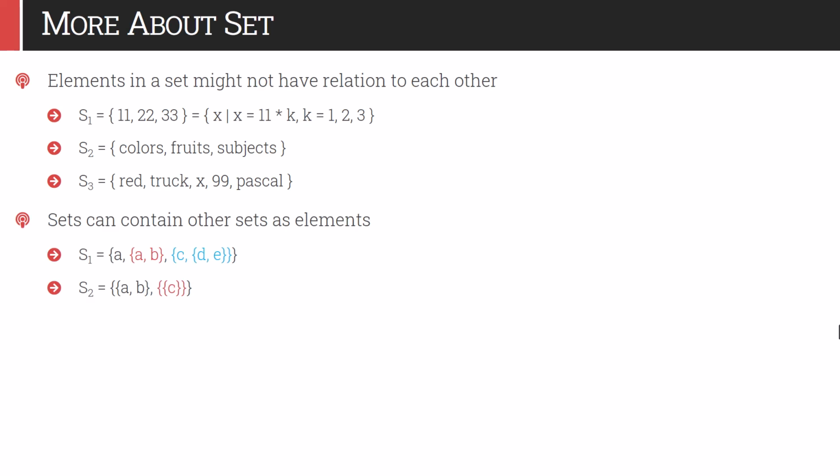A set can contain another set as its element. Here S1 is equal to A, {B}, and {C, D, E}. So this S1 contains 3 elements shown in different colors. As you can see, A is an independent element, but the set {A, B} in red and {C, D, E} in blue are sets themselves. So a set can also be the element of another set. S2 is equal to A, B, and C. So this definition is recursive. You can define any sets within another set. You can have this nested structure up to any level.